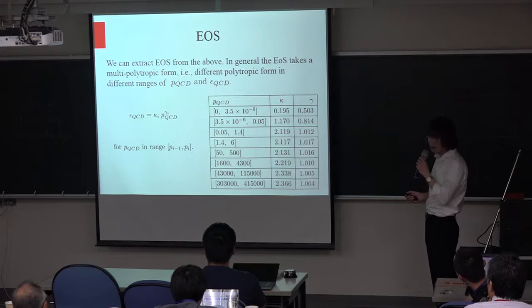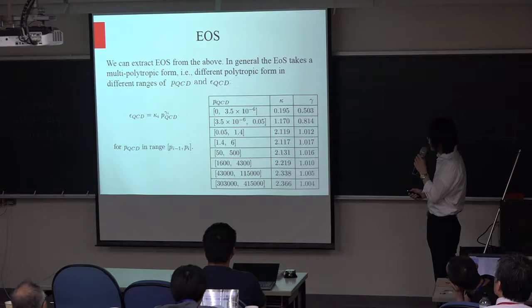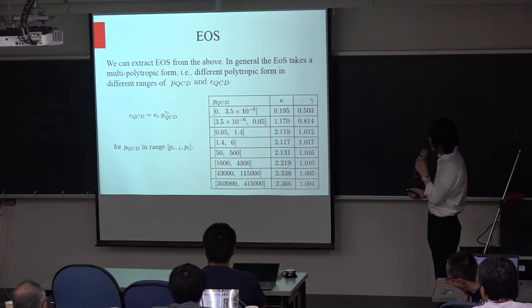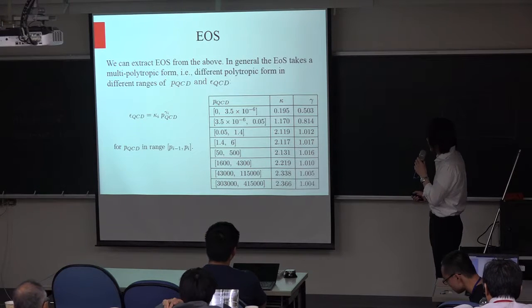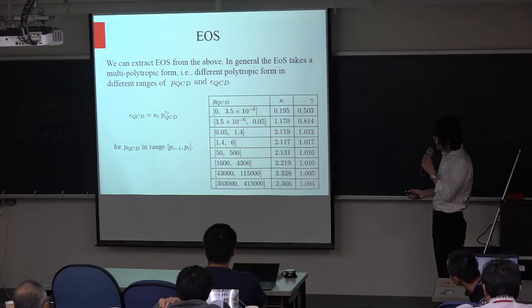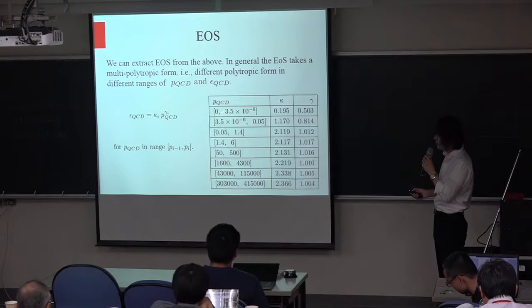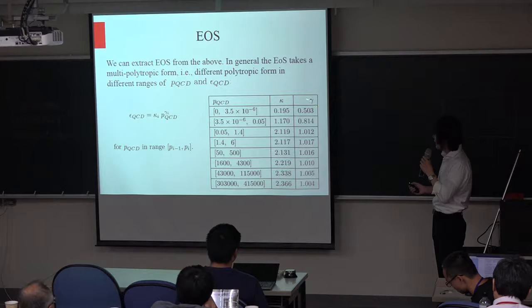So in general, they will take a multi-polytropic form. That means a different polytropic form in different ranges of this P_QCD and this energy density. So for example, if you want them to have a single polytropic form, then this K_i and gamma_i are actually functions of the range of this P_QCD. So the problem is which range we should choose to extract the correct kappa and gamma.